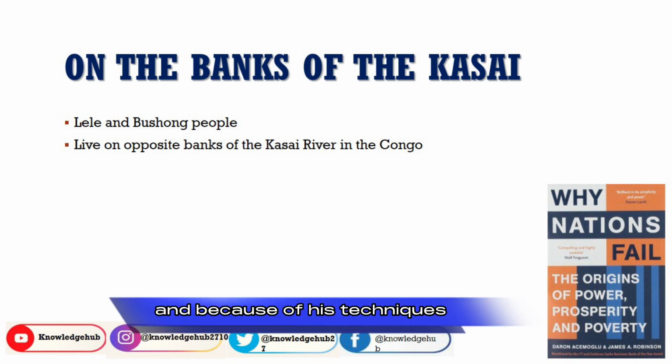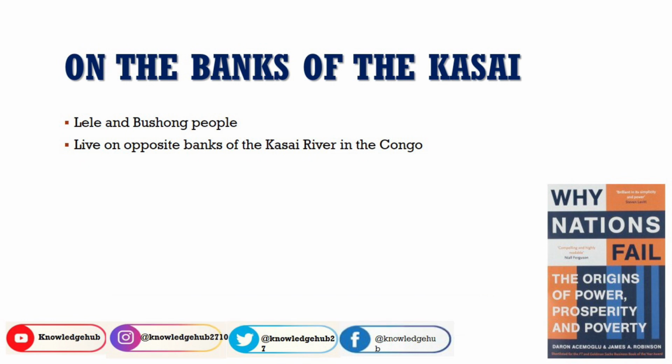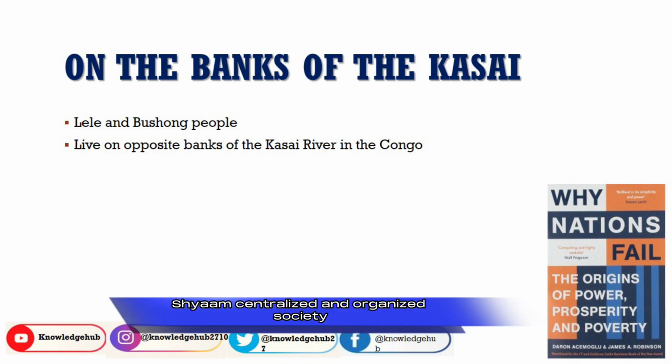Because of his techniques, there was a doubling of food production, and he forced men to spend fewer years fighting and more working in the field. Shyaam centralized and organized society enough to create an economic surplus. He succeeded in generating the economic surplus, but he just kept it for himself. This shows how extractive institutions can create some prosperity and how this can have long-term effects.